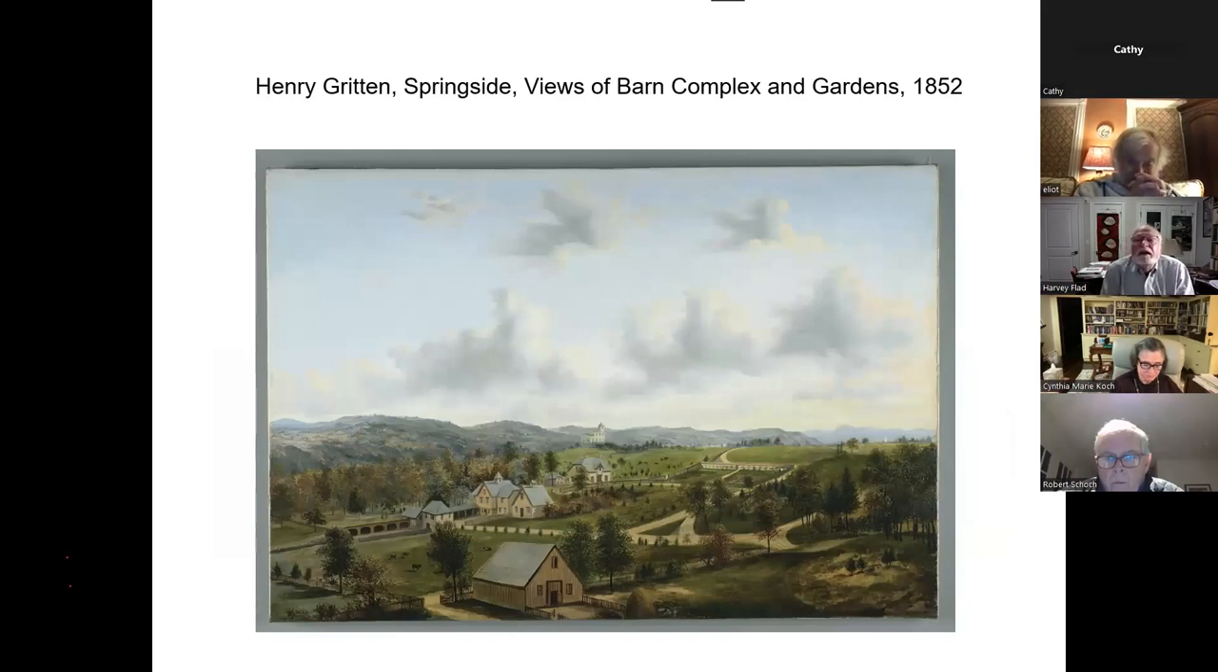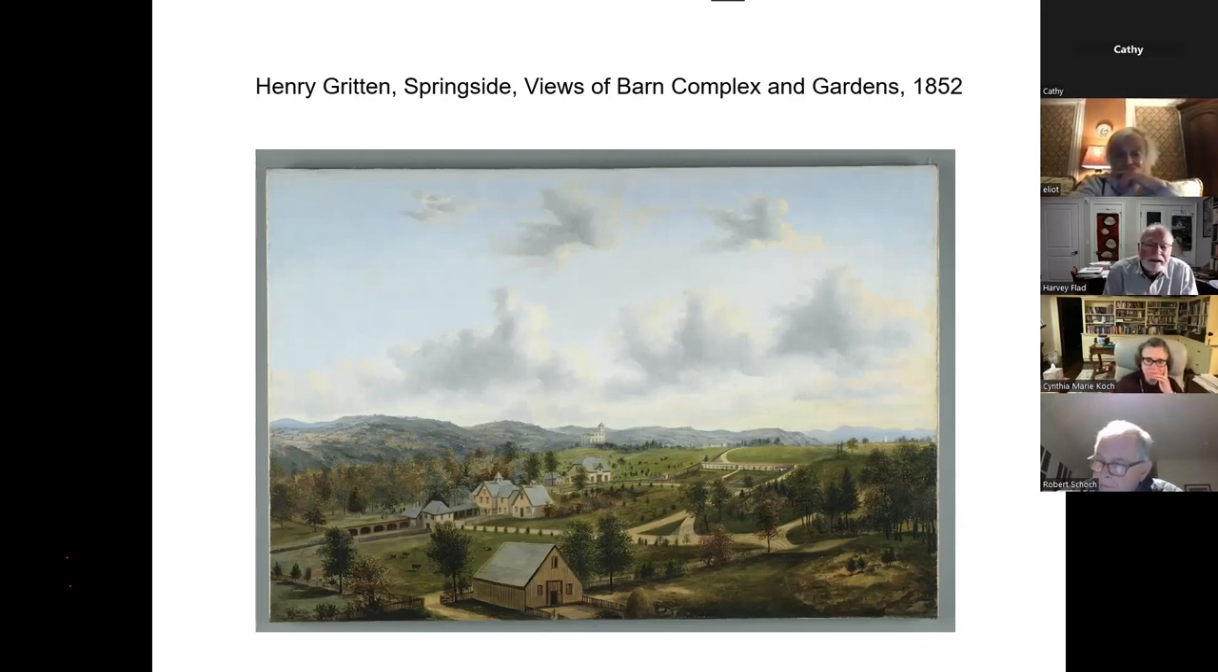When Downing died in 1852, Vassar had four paintings done of Springside by an artist by the name of Henry Gritton. He was English, but he was practicing in New York City at the time. And Vassar got in touch with him to do paintings of the site and of the landscape.